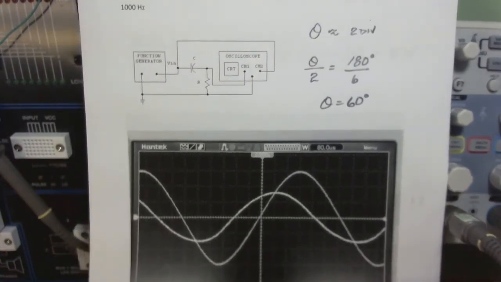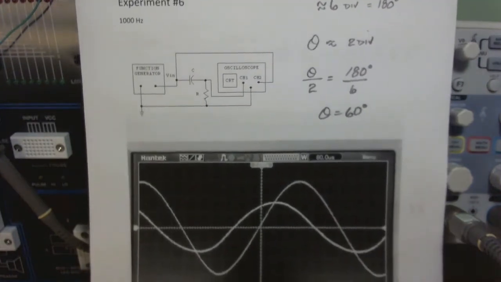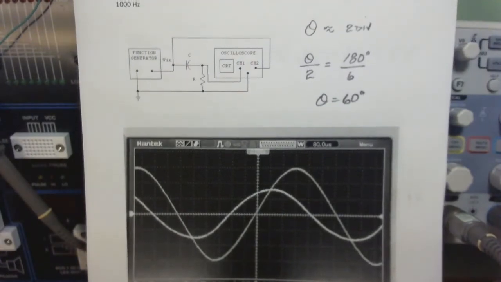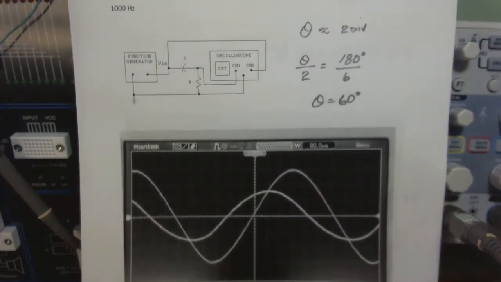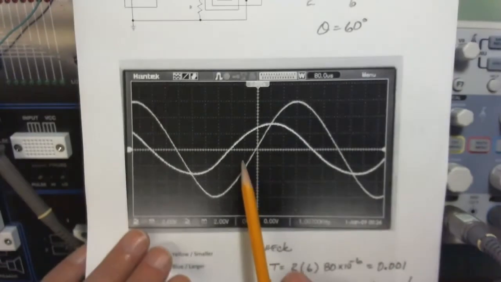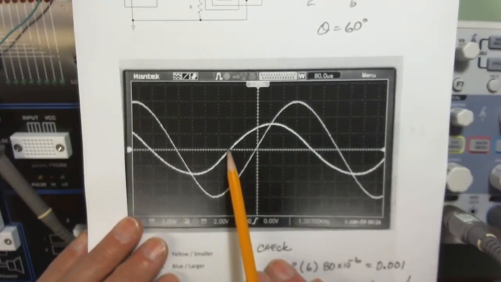Okay, so this is the first piece of data. There's those 4 cases, and this is the first one. I'll go through this on the first one, and you can do it for the other cases. With this one, what I wanted to do is find out what this phase shift was here. Okay, so the phase shift is from there to there. The phase shift is from there to there.